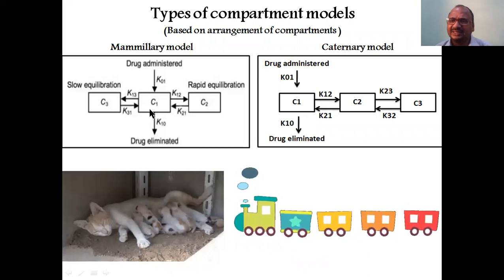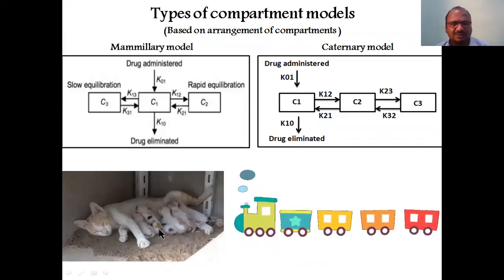Mammillary means milk productive, as we know from biology, mammals being milk-producing animals. See, this is the central compartment like the mother, and see how the babies take the milk from the mother. That's why all these are the peripheral compartments.